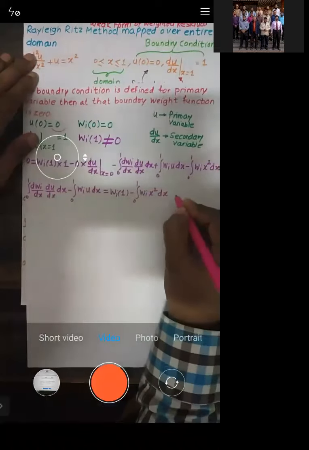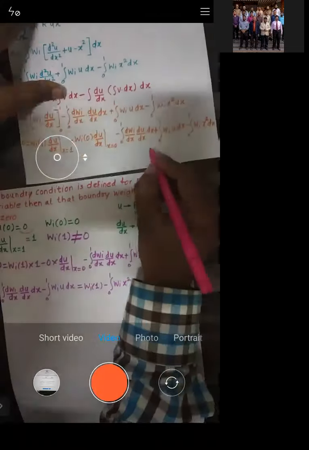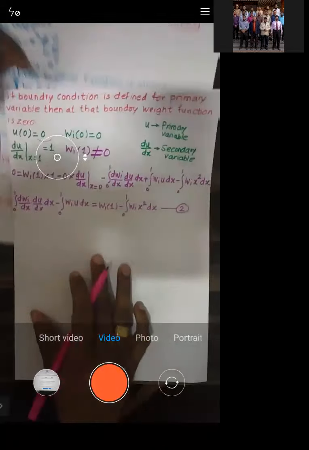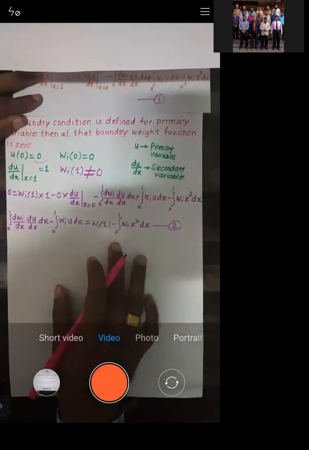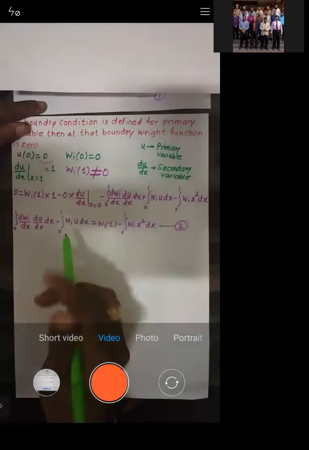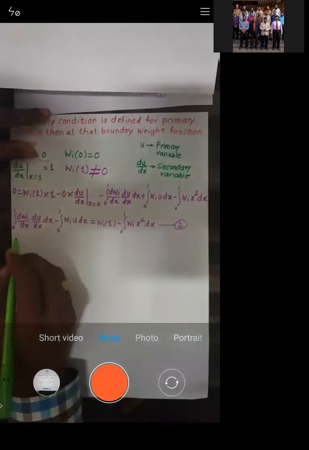let me write this as equation number 1, and I'll call this equation number 2. Now see, based on equation number 2, what will we do? We will write down the approximate solution. Now this is the reduced one; we have made it weak. So let us write down the approximate solution.